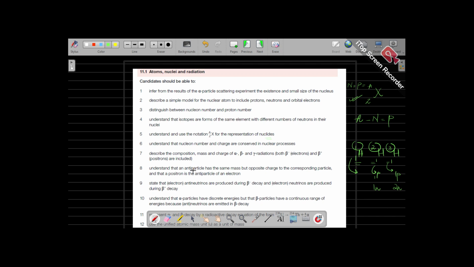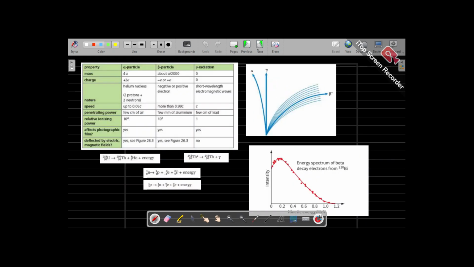The next we have is describe the composition, mass, and charge of alpha, beta, and gamma radiations. And when it comes to beta, we have to cover beta negative, which is nothing but electron, and beta positive as well, which is anti-particle for electron, which we also call positron. It has same mass as that of electron, but it has exactly opposite charge as that of electron. For that, let's move to this slide right here.